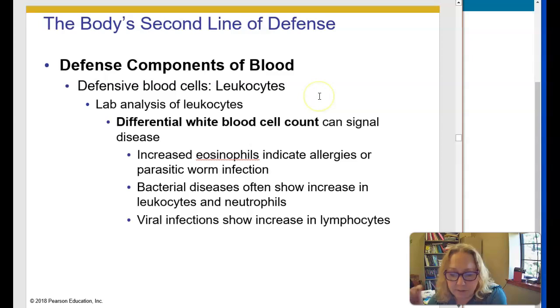Okay, also, if you get a lab, you're going to get a white blood cell count lab, and that's really going to count your leukocytes. It's going to tell you if you have allergies or a parasitic worm infection, or if you have a bacterial disease, or if you have a viral infection.